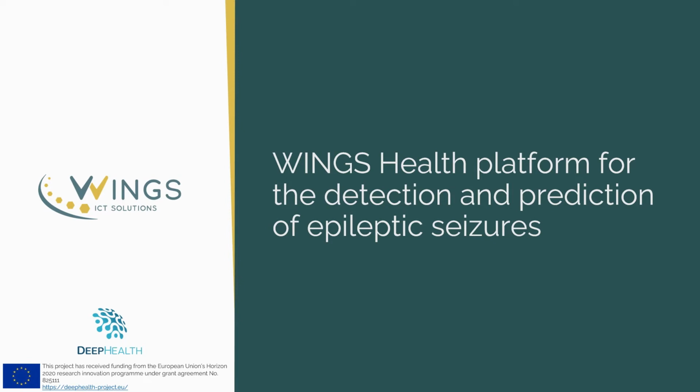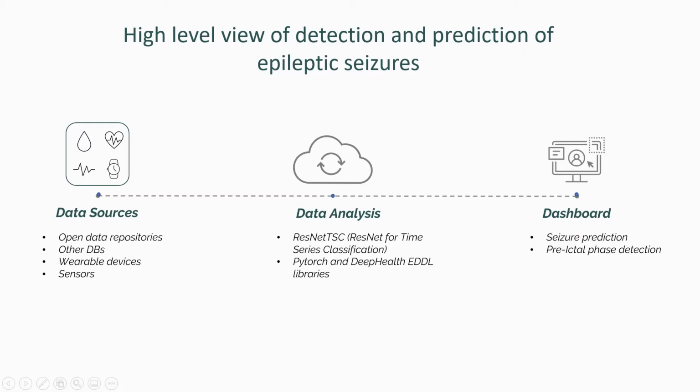This video presents the Wings Health platform for the detection of epileptic seizures on EEG signals and for the identification of potential upcoming incidents in the scope of the H2020 DeepHealth project. Data from different sources such as open data repositories or other DBs, medical devices such as EEG, wearables, sensors, etc. are transmitted to the Wings Health platform where they are analyzed. An interactive dashboard provides useful insights concerning the detection and prediction of seizures to healthcare experts.